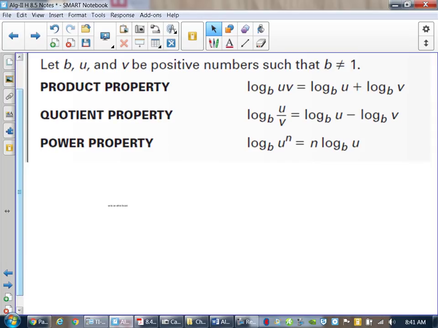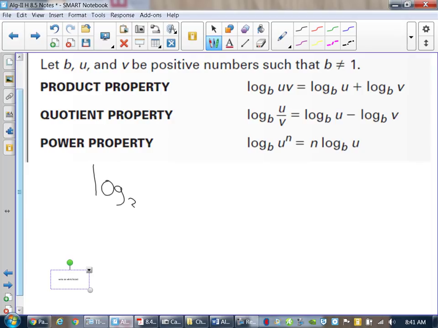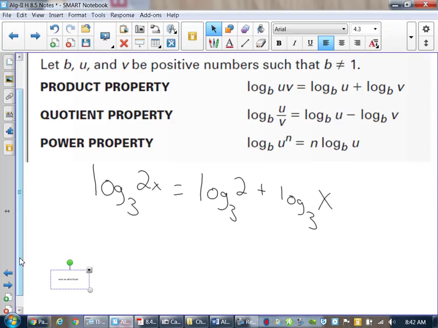What I'm going to do is go through each of these and write an example at the same time. So if you have log base 3 of 2x, that means you can write it as log base 3 of 2 plus log base 3 of x. That's what you can do.